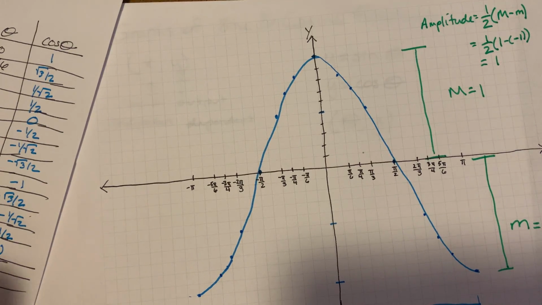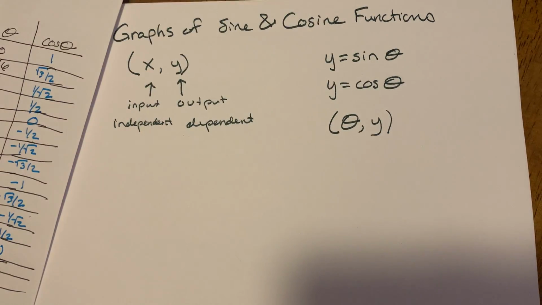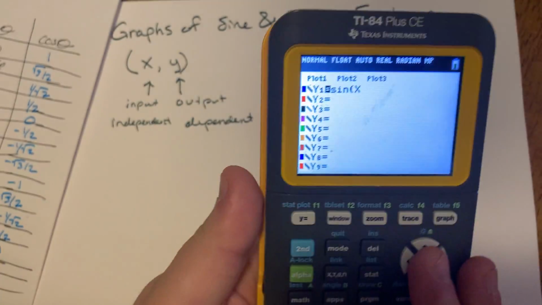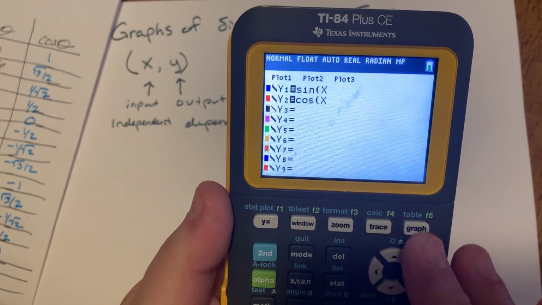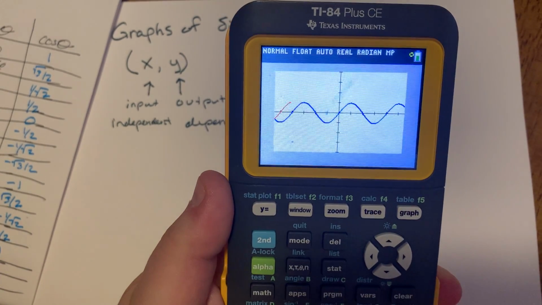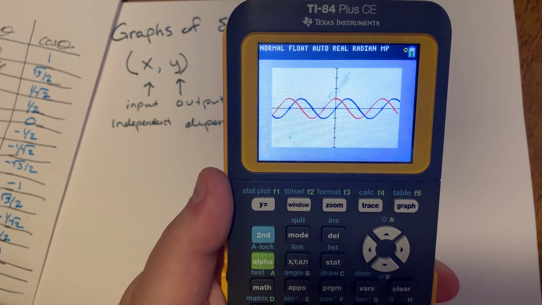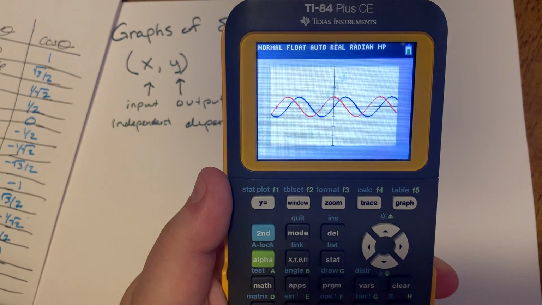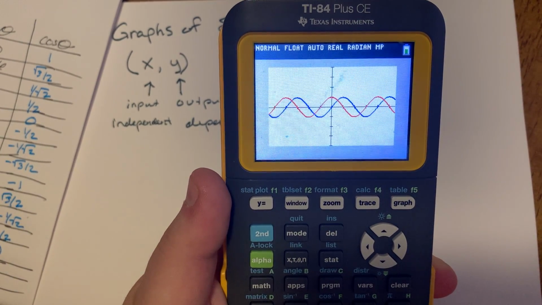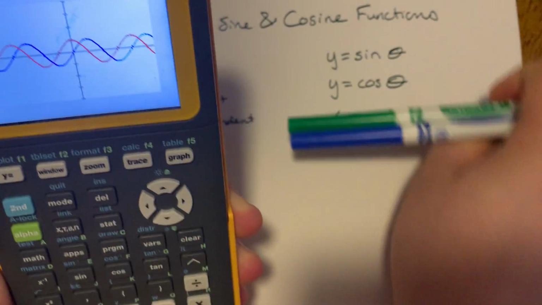And if we want to graph those together, you can start to see how that would look, but we'll use our graphing calculator for that. So if we have y equals sine x in our first, y equals cosine x in our second, and we hit graph, we see something that looks like this. Now, what do you notice? They look an awful lot alike, right? They're just shifted a little bit.